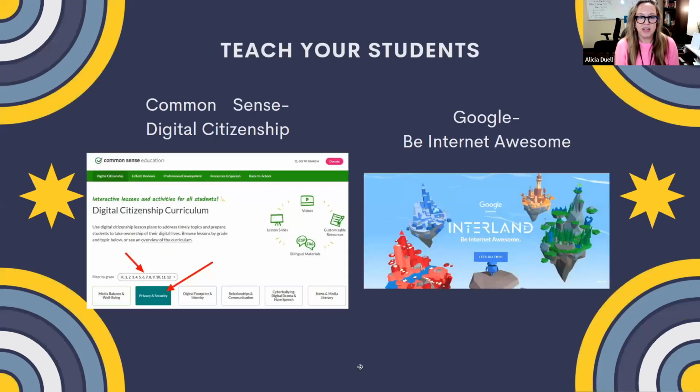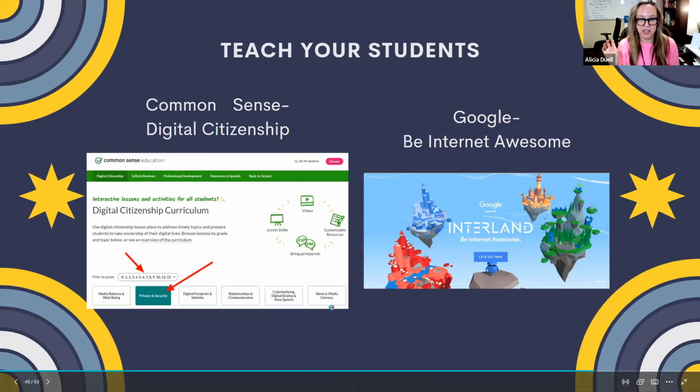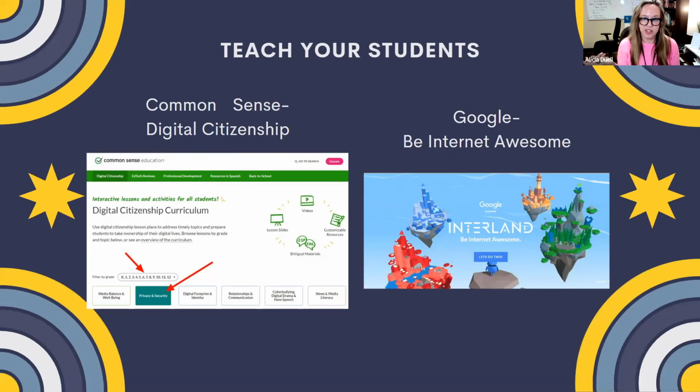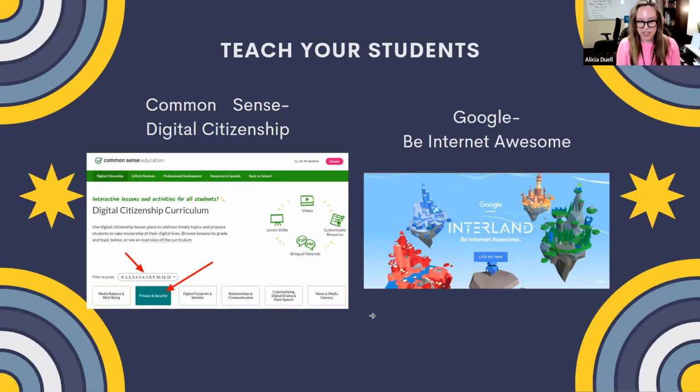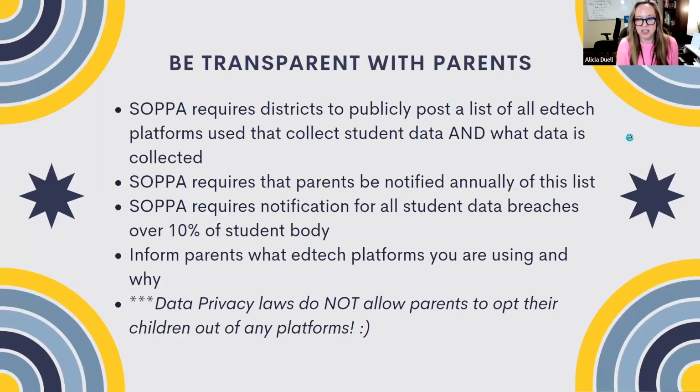Teach your students. Common Sense has my absolute favorite digital citizenship curriculum and activities. Every single grade level from K to 12 has activities and curriculum. It's one of their 6 subjects that they have different activities and curriculum for, and one of the 6 subjects is privacy and security. So there are privacy and security activities you can do with K all the way up through 12. Be Internet Awesome by Google also has some really neat games and things for privacy and data security.